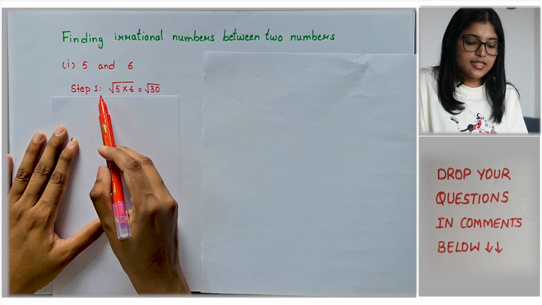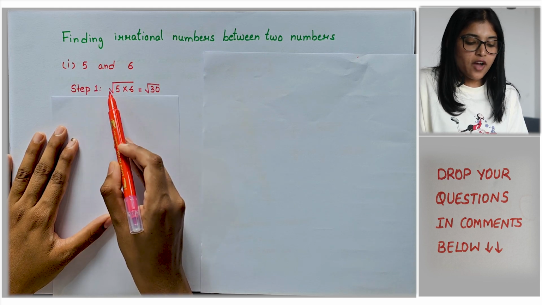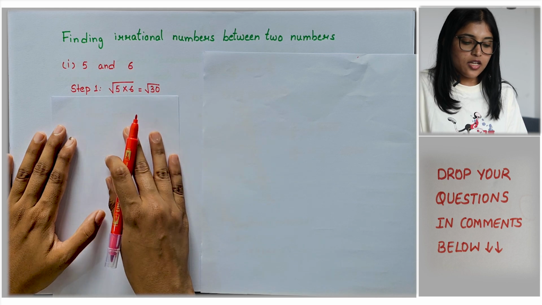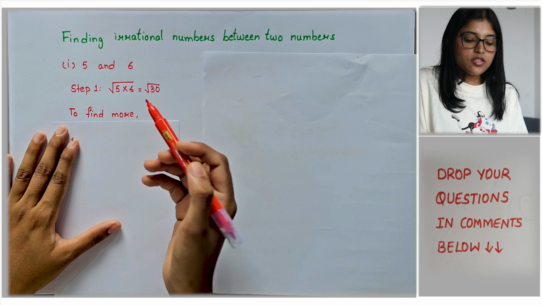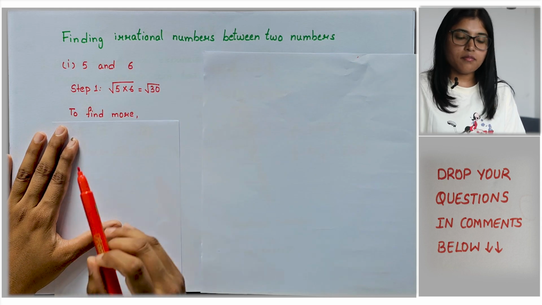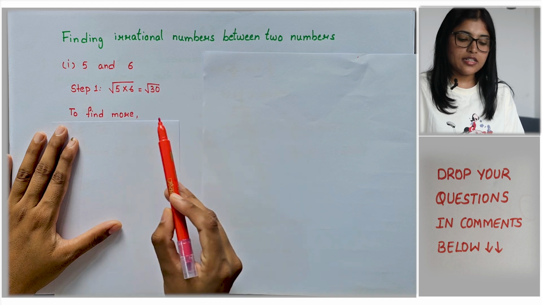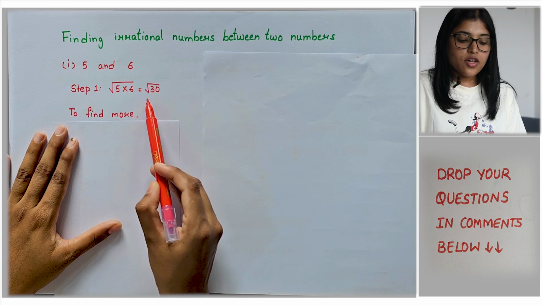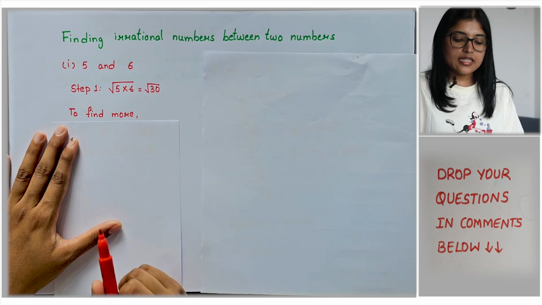So the first step is you have to find square root of 5 times 6, which is square root 30. This is an irrational number, right? So how do we know this is an irrational number? This is not a perfect square. Every number that is not a perfect square in the list of integers that are perfect squares is an irrational number. So for example, under root 30 is an irrational number.